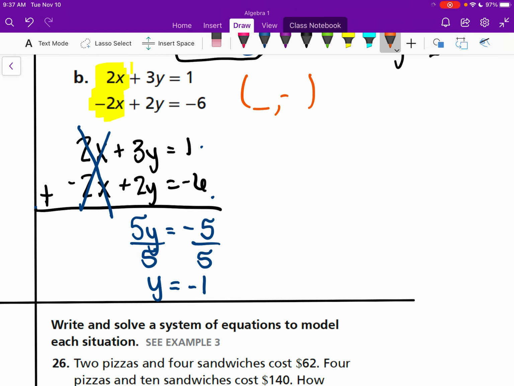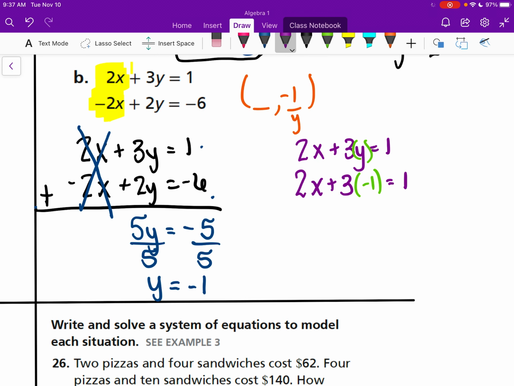So we're working on finding that ordered pair intersection point. We don't know our x yet, but our y is negative 1. Remember, the y is the second term. And now we can find our x using either one of our given equations. I'm going to use the first one, 2x plus 3y equals 1, and we now know that y is negative 1. So that's going to be 2x plus 3 times negative 1 equals 1. 2x plus 3 times negative 1 is negative 3 equals 1. If I'm going to solve for x, I need to get it by itself. Start by undoing that minus 3, so I'm going to add 3.